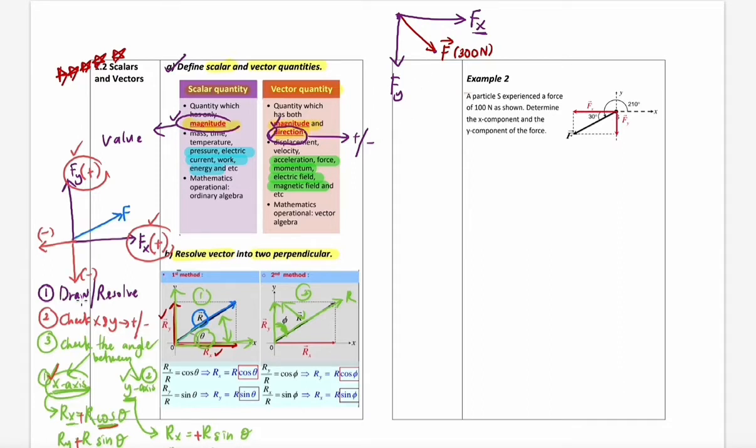So kita dah the first step, which is draw. Okay, and then the next step is you have to check whether it's positive or negative. Okay, so sekarang Fx is to the right, so Fx akan jadi positive. Fy ke bawah, so Fy is negative. Okay, I hope sampai ke situ dah okay.